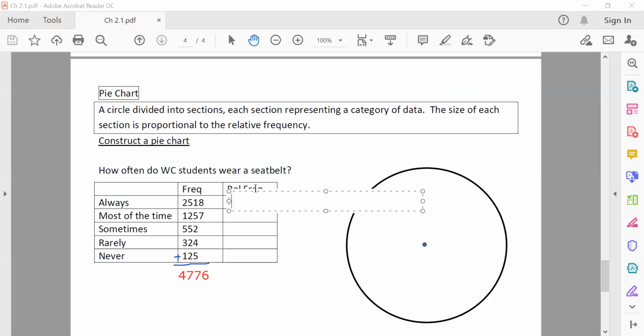So that means that the relative frequency here is going to be 0.527 or 52.7%. So a little bit more than half of students, the majority of students, always wear their seatbelt, at least of the ones who were asked about that. That's not good enough. I'd like that to be darn near 100%.